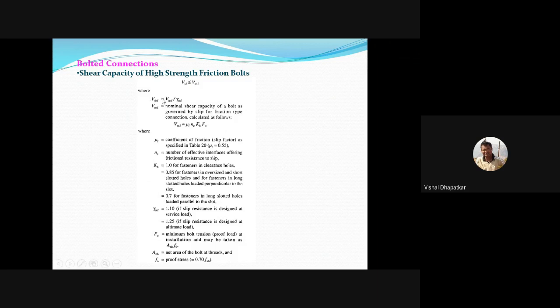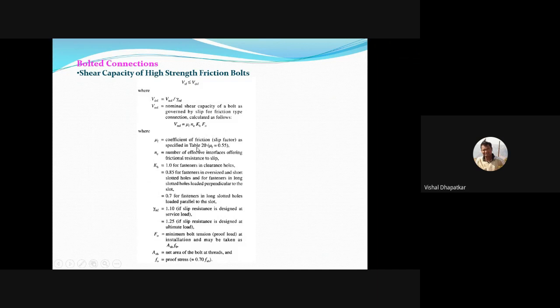So in case of slip critical connection, nominal shear capacity of bolt is governed by slip friction type connection, and this friction capacity is calculated by this friction coefficient into number of effective surfaces or interfaces offering frictional resistance. KH is for fasteners in clearance hole, meaning what type of holes we have provided, and F0 is the proof stress, or how much tension we want to develop in the bolt. So that is the value of this F0. Based on these factors, we'll get the nominal shear capacity of the bolts.